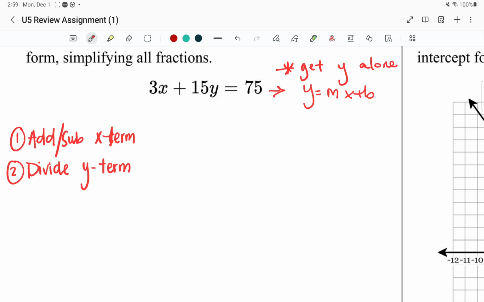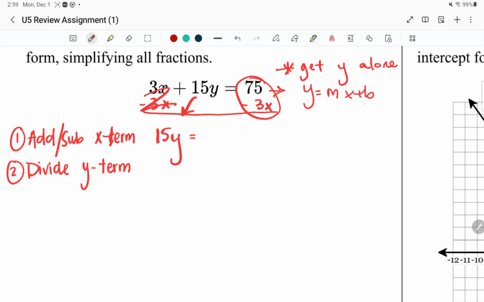So add or subtract the x term. My 3x is positive, so to undo it, I would have to subtract. And whatever I do to one side of the equal sign, I have to do to the other. So 3 minus 3 is 0. Drop down the 15y because I didn't do anything with it. And then this is where it's different from what we've always done. Okay, 75 minus 3x. Well, the 75 does not have an x, and the 3 does. So they are not going to be friends. They're just going to sit right next to each other. You don't have to combine them. No math, no calculator, just tack the 3x onto the end. That's add or subtract the x term.